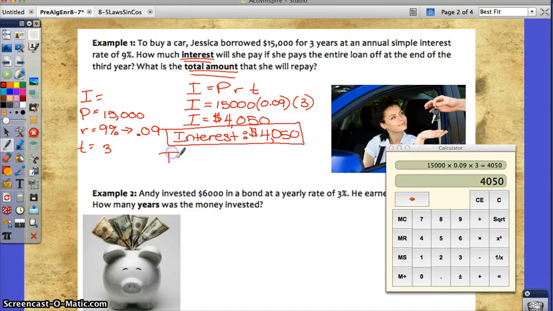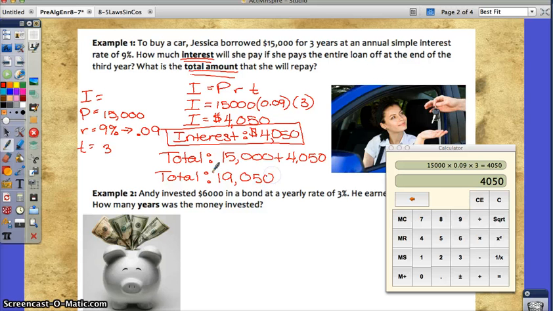So my total repay is going to be the $15,000 plus the interest that she owes. Seems like a lot of money to borrow, a lot of money to spend really on just the convenience of borrowing. But that's how the world works. We have to pay interest on these things if you don't have the cash to buy it. So the total amount that she will repay is going to be $19,050.